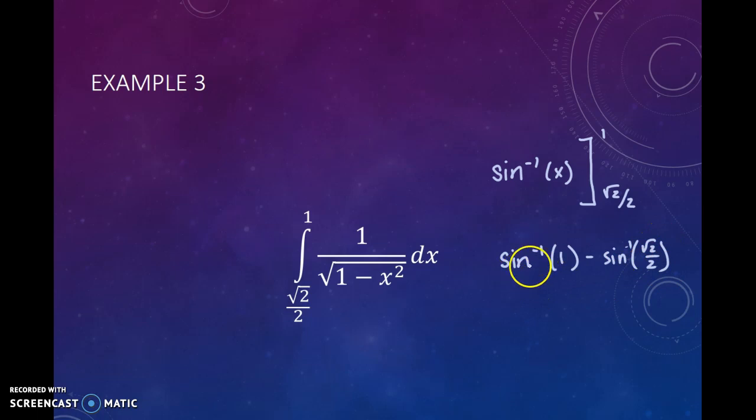So remember, sine inverse means what's the angle that gives us a sine of 1. The angle for that would be pi over 2. And then the angle that gives us square root of 2 over 2 would be pi over 4. So pi over 2 minus pi over 4, so the answer would be pi over 4.